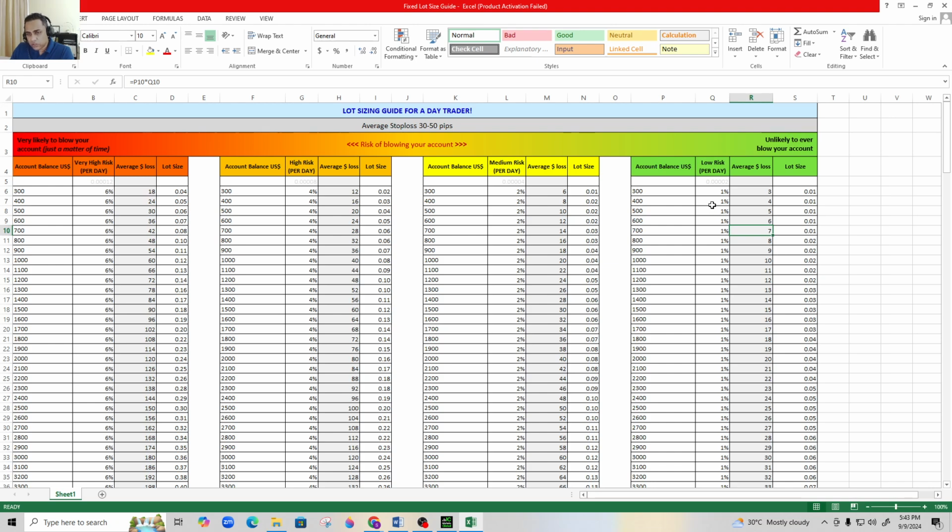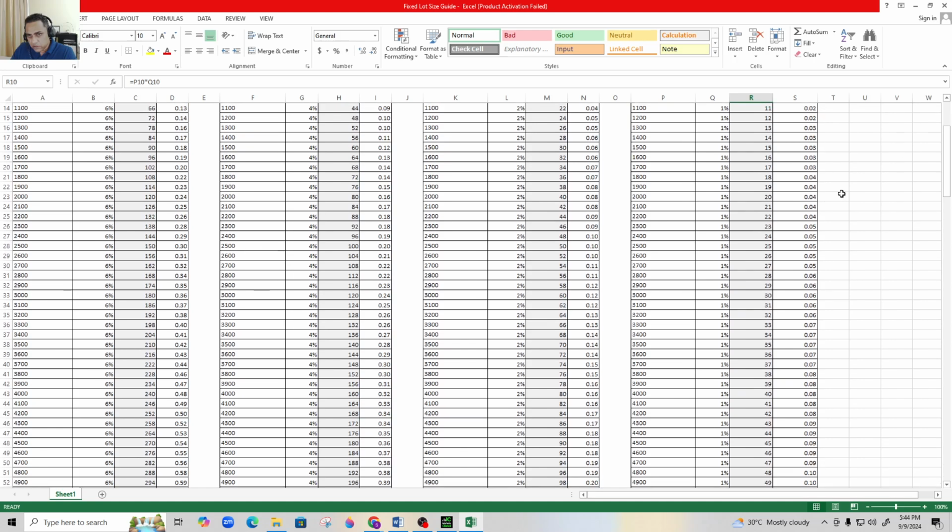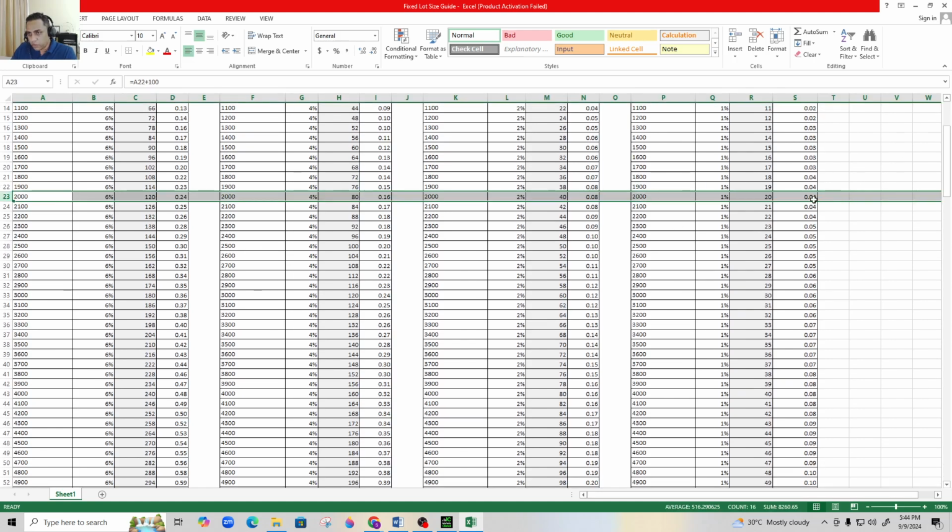But then after two losses, please stop. Don't continue trading. You can come back the next day and look at the charts again, right? I try not to take more than two losses a day. That's how I trade. Okay, so basically on a $2,000 account, if you're risking about 1%, that's about there, right? So that's about 0.04.